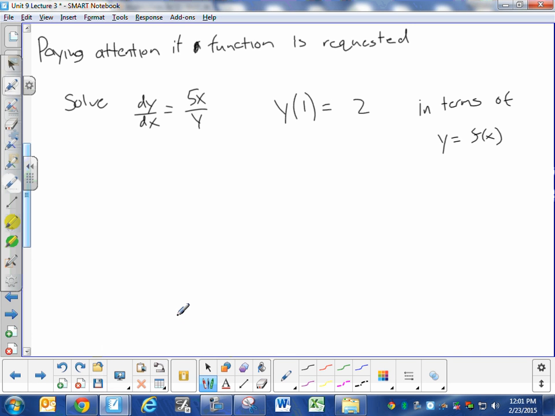Okay, what we didn't get to was what our answer should look like if a function is requested. We know that typically implicit equations have derivatives that include x's and y's. We know stuff like x squared plus y squared equals some constant has the derivative negative x over y. We know this is not a function.